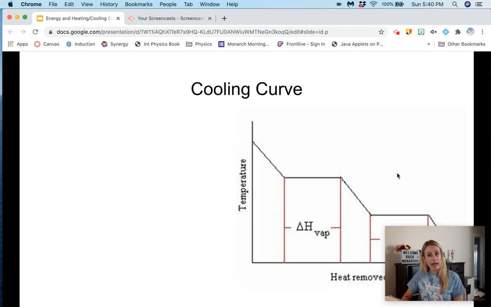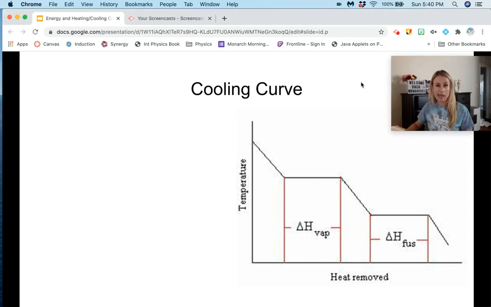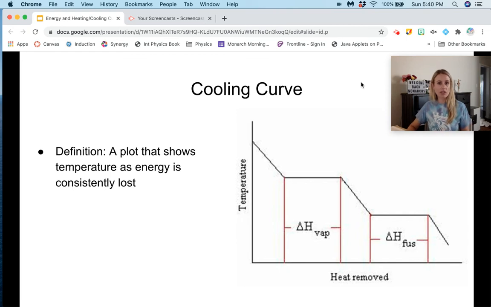Now, we can go the opposite way with this and call this a cooling curve. Usually these things are represented on the same graph, but there are such things as cooling curves as well. Instead of heat being added, now heat is being taken away. The definition of a cooling curve is just a plot that shows temperature as energy is consistently lost, or heat, right, is our energy in this case, and that's consistently lost. So again, we can label our cooling curve. We have gas at the highest temperature, then liquid at a lower temperature, solid at the lowest temperature. When we go from a gas to a liquid, we call that condensation. The gas is condensing into a liquid. And then when we go from a liquid to a solid, we call that freezing.